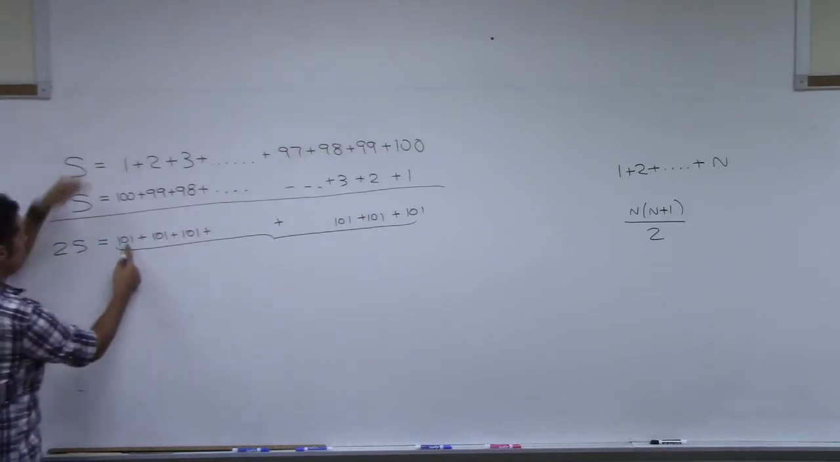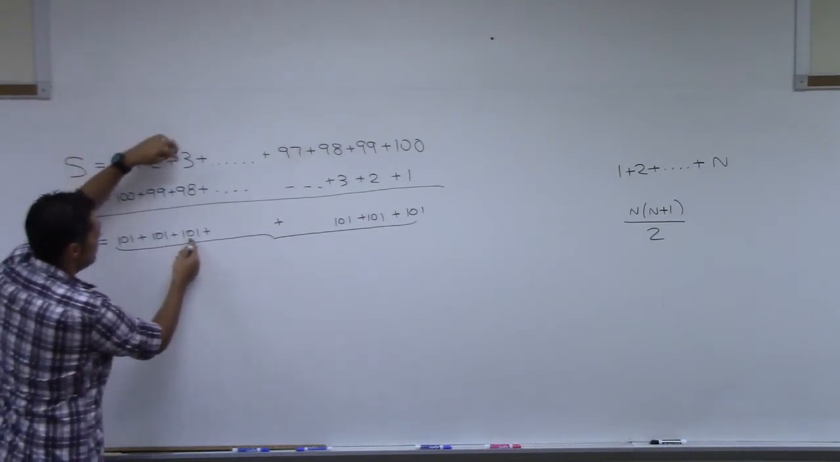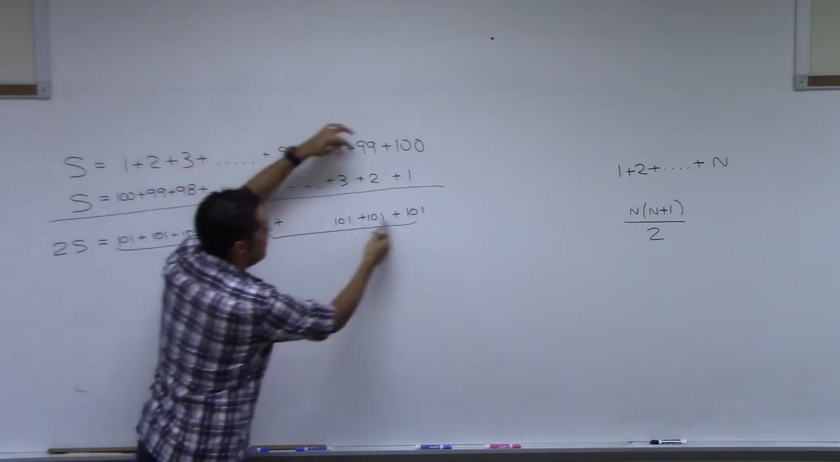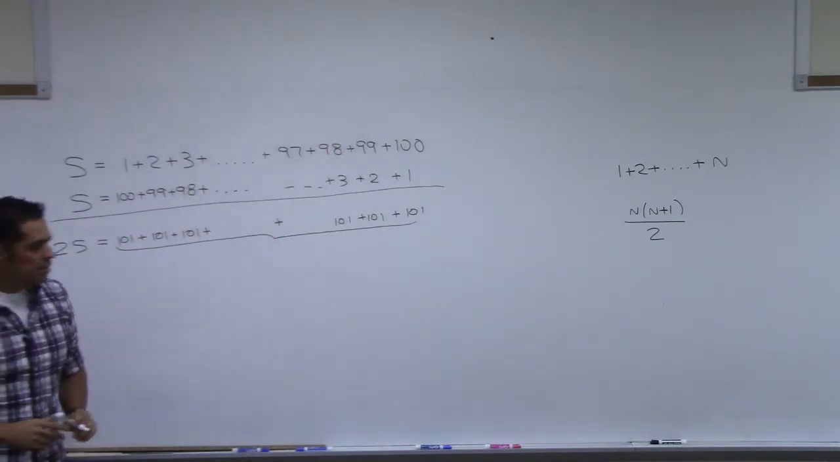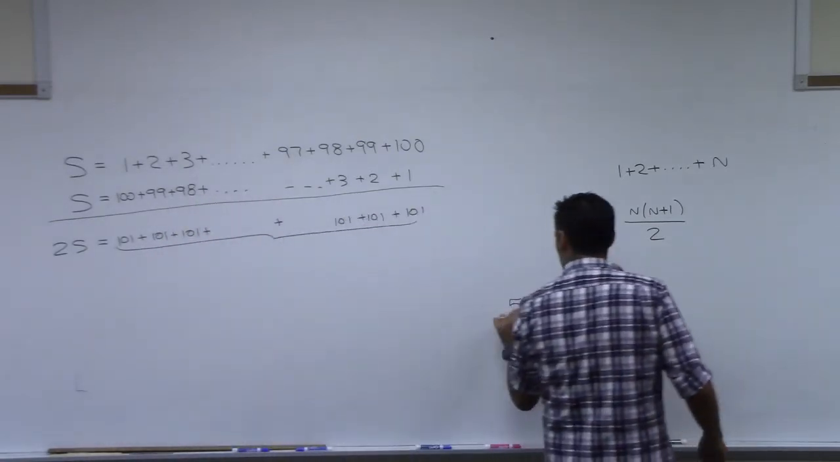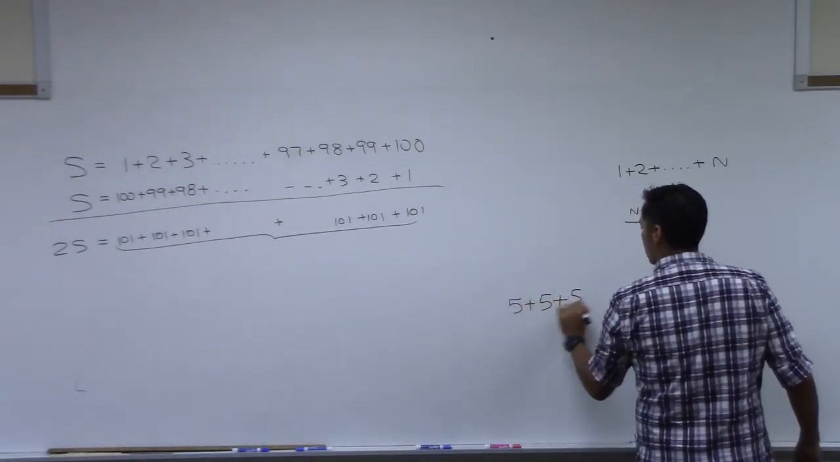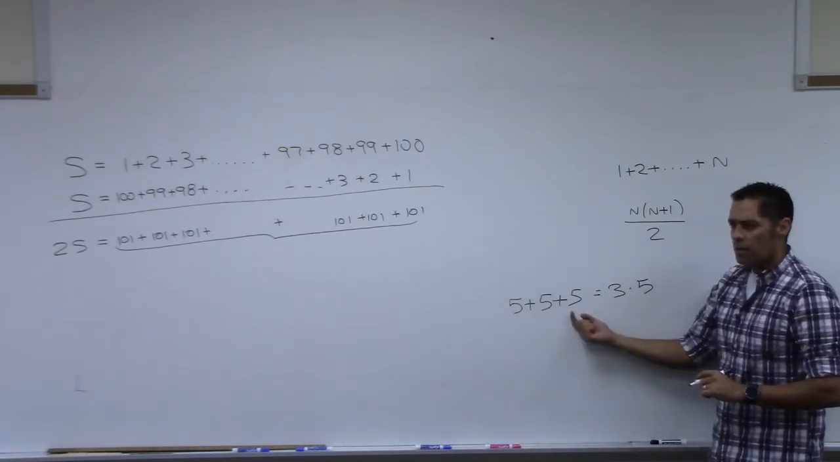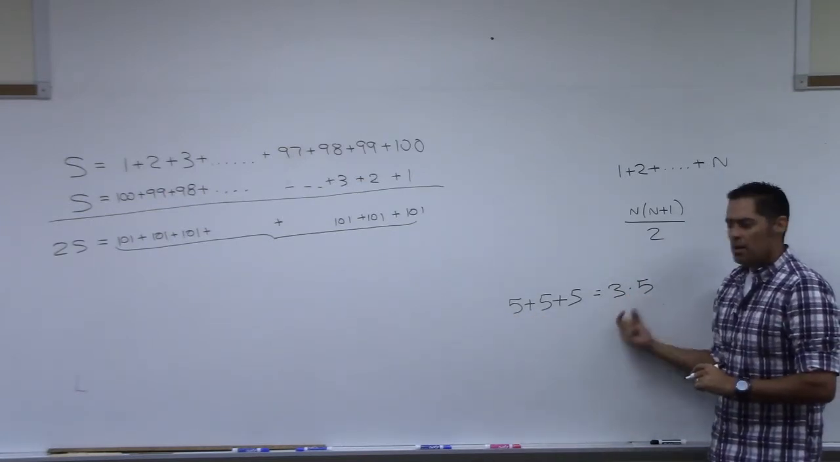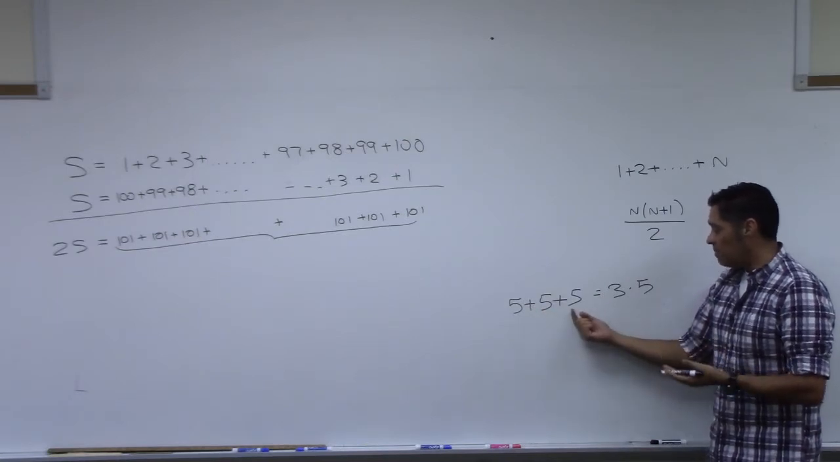Well, let's see. There's one of them, there's two of them, there's three of them, 4, 5, 6, 7, 8. How many are there? 100. There's 100 of those, right? There's 100 of those. So as a quick reminder, if I had 5 plus 5 plus 5, we can write that 3 times 5. So when you write addition over and over, we can use multiplication to represent that, right? So if I have 5 plus 5 plus 5 3 times, it's 3 times 5.